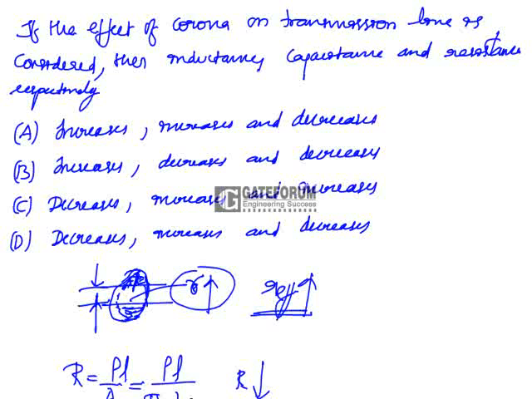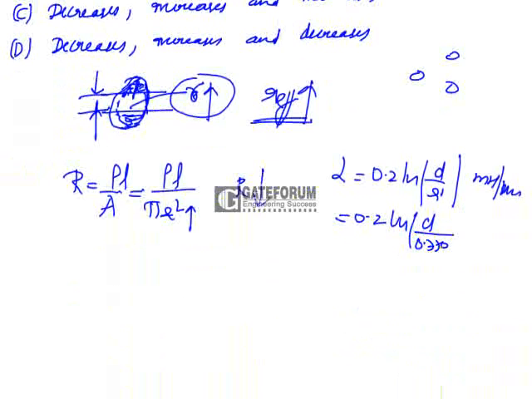Now what about inductance? L is equal to 0.2 ln GMR, let us take it for symmetrical transmission lines, which is D by R dash, in millihenry per kilometer. You can write this as 0.2 ln D by R dash, where R dash is equal to 0.7788 into R. What happens if radius is increased? The unit is millihenry per kilometer. If radius is increased, inductance is decreased.